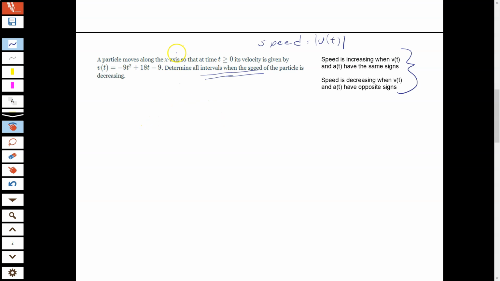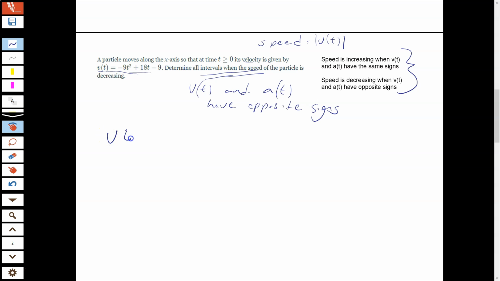In this case, we want to find intervals where speed is decreasing. So speed is decreasing, meaning v of t and a of t have opposite signs. Let's pay attention to what we're given. We have v of t already. I could give you this problem and give you x of t, the position function, and it'd be the same problem really, you just have to take an extra derivative. So pay attention to what you're given. Here we have v of t.